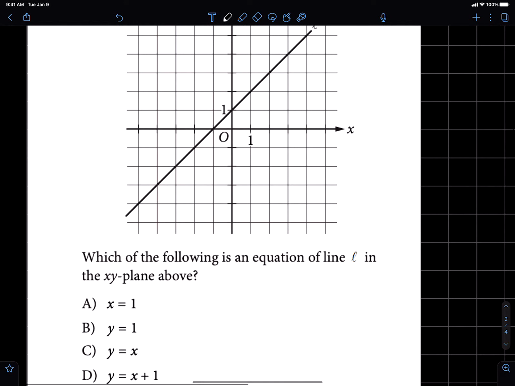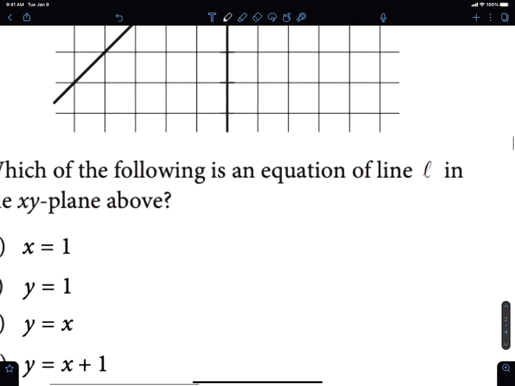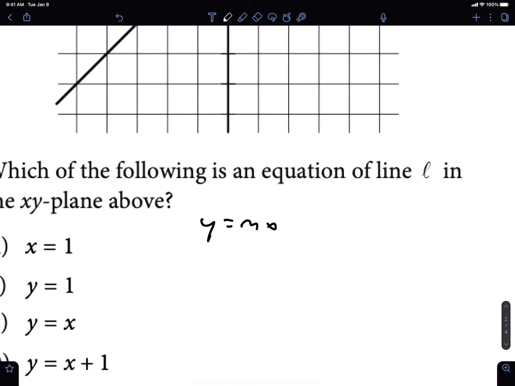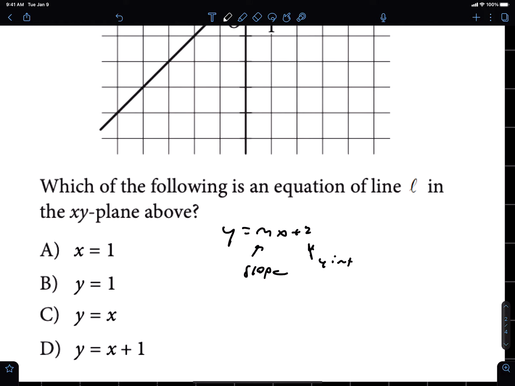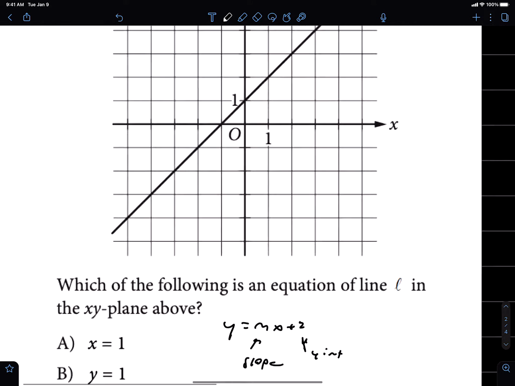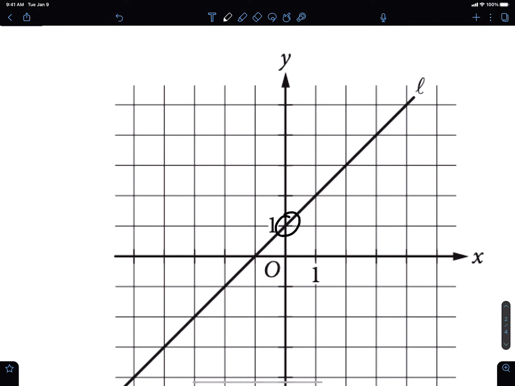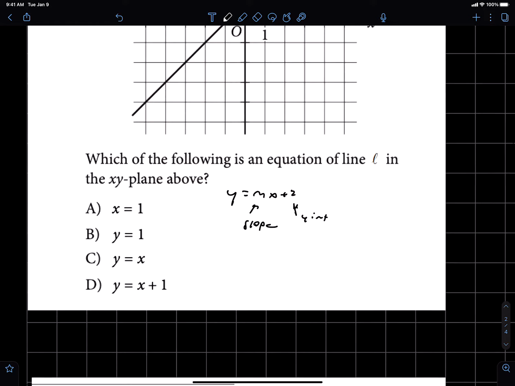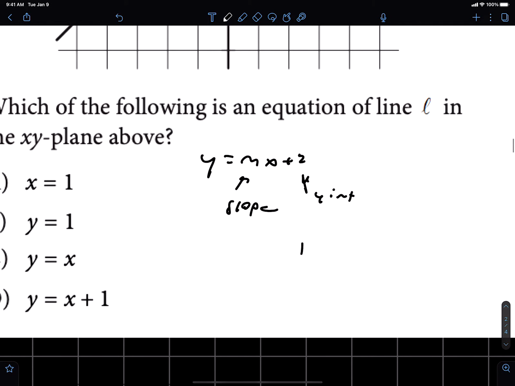All right. Which of the following is an equation of line L in the xy plane above? Okay, so first thing to know is, remember, y equals mx plus b. m is your slope, and b is your y-intercept. In this case, do we have a y-intercept? Well, yeah. This line intercepts the y-axis at 1, at y equals 1. So let's fill in 1 for our y-intercept.